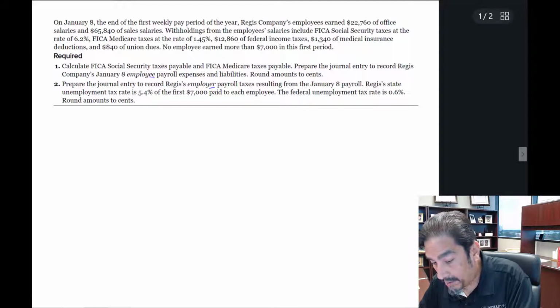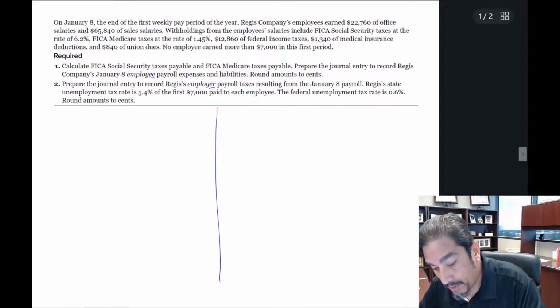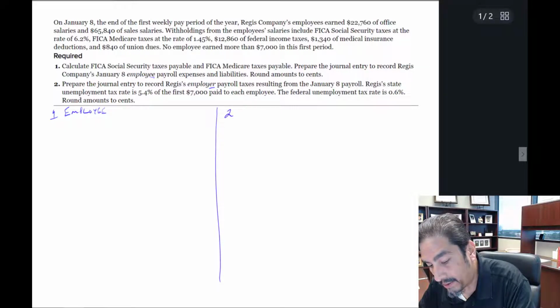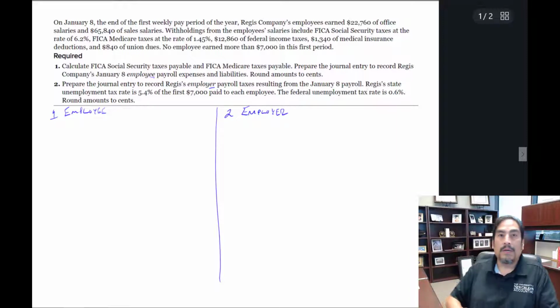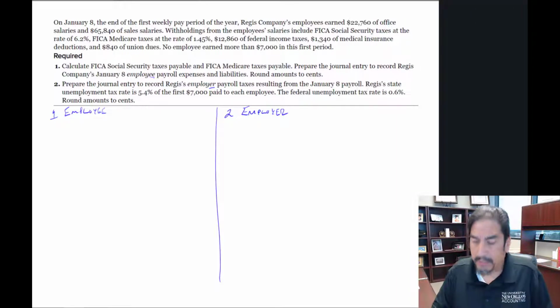So I'm going to do one here. This is the employees, and I'm going to do 2 over here, and this is the employer. There we go. So I'm going to separate it like that. I should be able to squeeze all of this onto this screen.